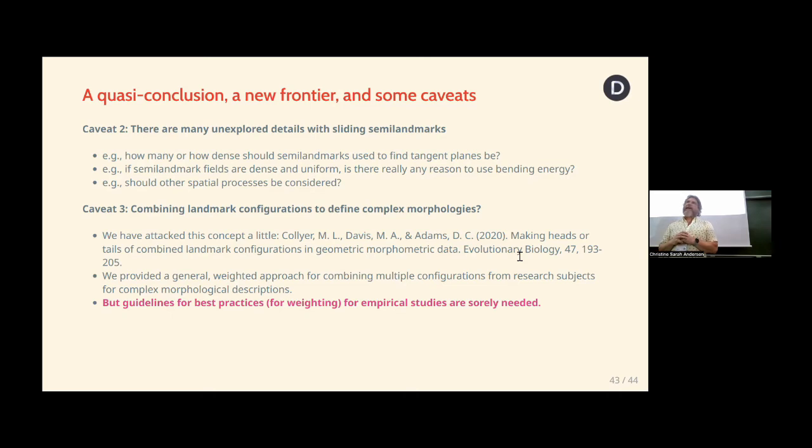Well, this is something that we kind of got into 2 years ago. How do we combine multiple landmark configurations? Not as easy as you think. It means weighting configurations that you are combining by some a priori knowledge of how they should be weighted. We provided a framework for doing that, but guidelines for how you should make those weights really need to be developed. So just an appreciation that with greater power, we have these newer opportunities, but that just also means more unexplored area that needs to be researched.